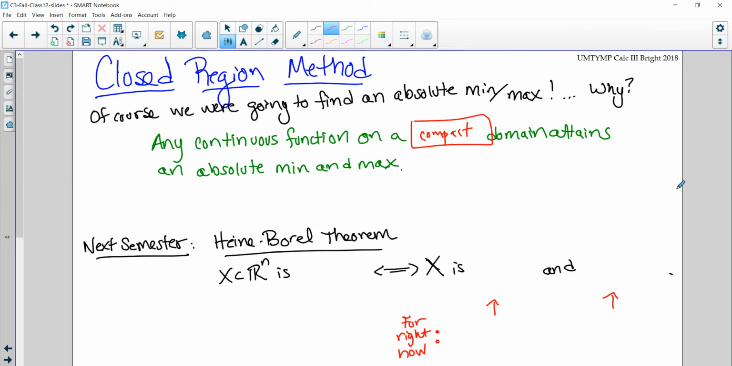We're not going to discuss this formally until next semester, this language of compact. There is a theorem that we are going to exploit right now, and it's a very famous theorem in analysis called the Heine-Borel theorem. What that theorem says is that if a domain X is compact, that idea of compact is the same as saying that the set is closed and bounded.